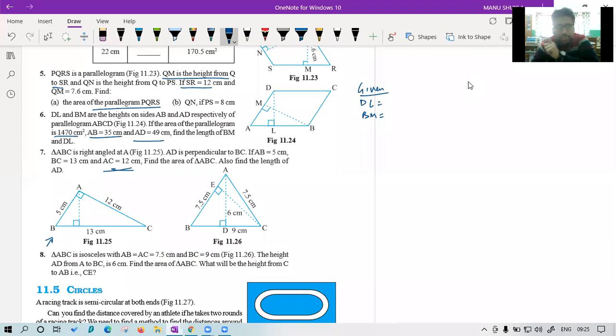DL and BM are heights and AB and AD are the respective bases. The area of parallelogram ABCD is given to you as 1470 centimeter square. AB is given to us.